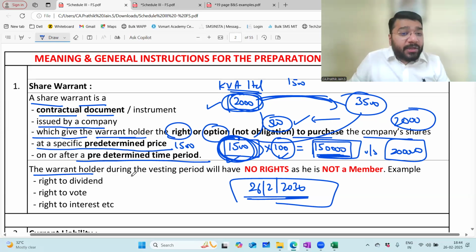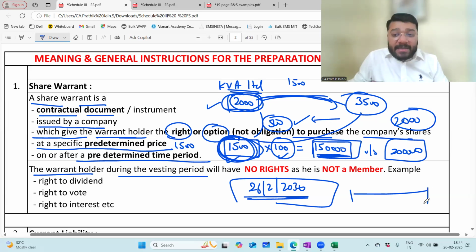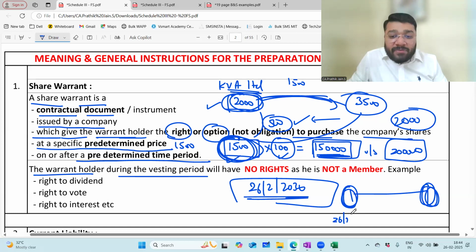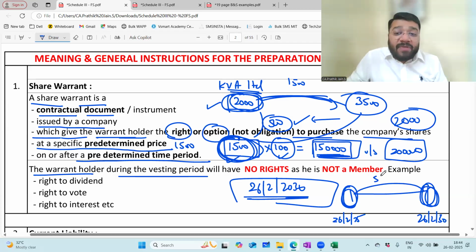So the warrant holder during the vesting period. So now the 5-year period is there. The warrant is being given here. The warrant is converted to share here. Correct? The warrant is given on 26th of February 2025. When is the warrant converted into share? 26th February 2030. So what is the gap here? 5 years. This 5 year is called the vesting period.